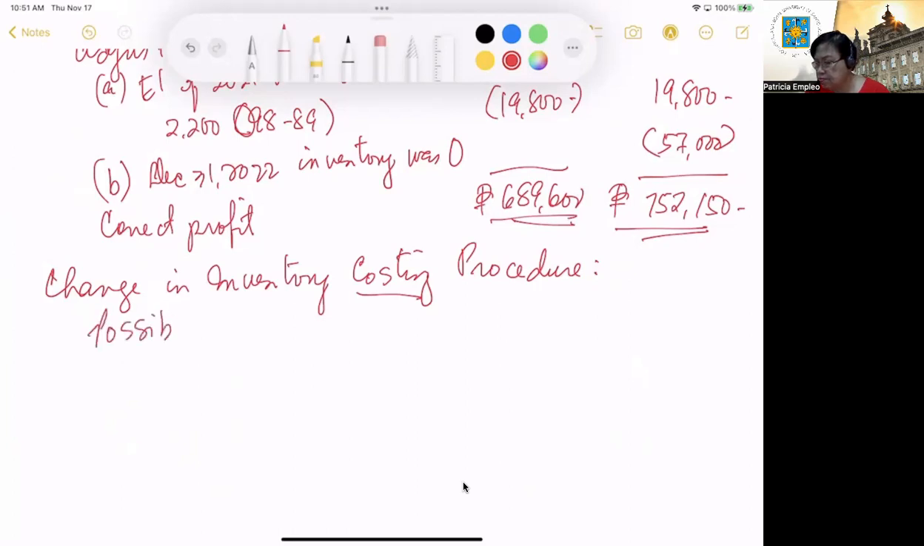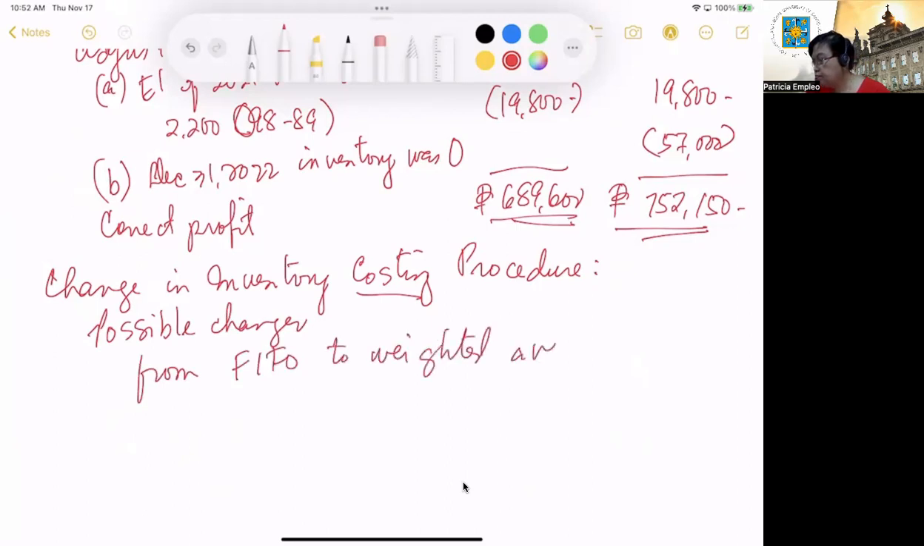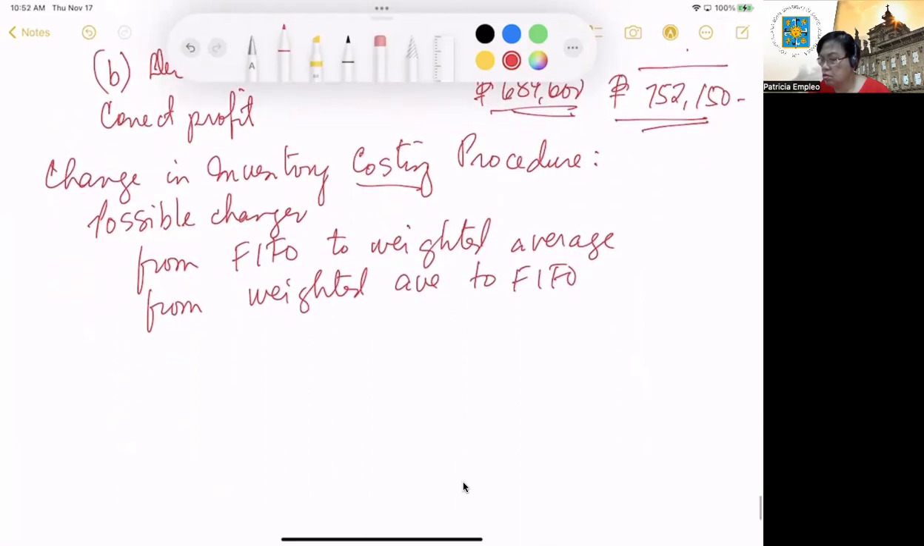changes will only be from FIFO to weighted average or vice versa. That is from weighted average to FIFO. Okay, so how do we account for change in accounting policy?